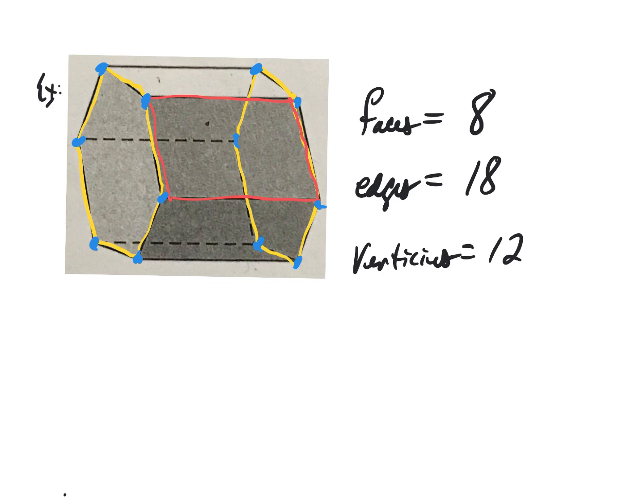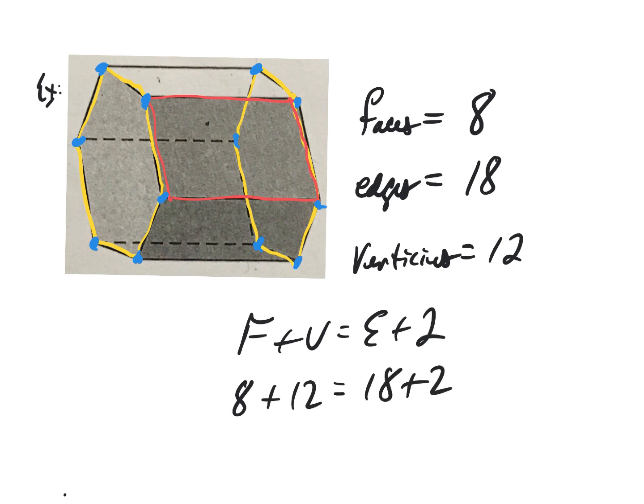Okay? And once again, Euler's theorem says faces plus vertices has to be equal to edges plus 2. And let's just check ours works. 8 faces, 12 vertices, and 18 edges. 8 plus 12, 18 plus 2, check. So we know we've counted those up correctly.